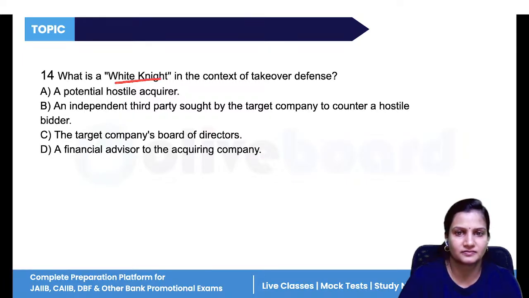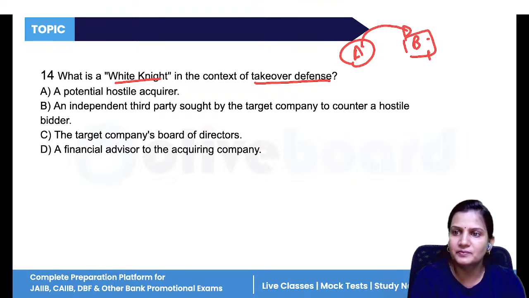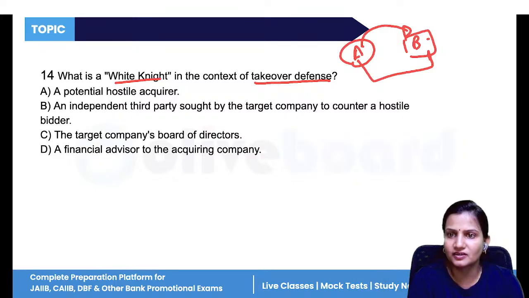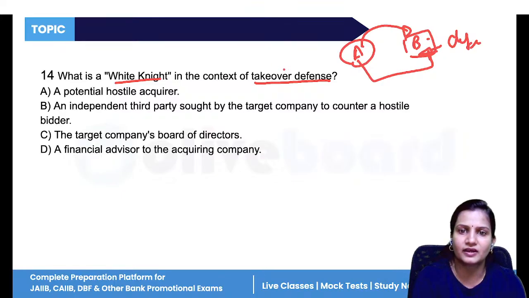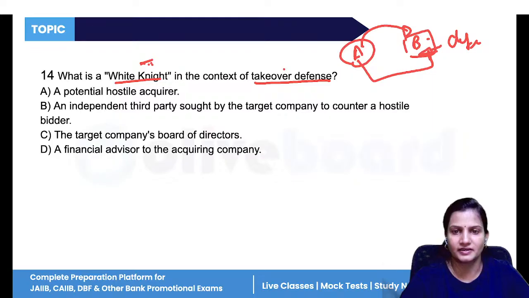Now next, white knight. What is white knight? In the context of takeover defense. So there are defensive techniques for takeover. Like company A is there, company B is there. If company A wants to take control of company B, but company B does not want to get merged in company A, so what will company B do? Company B will take defensive measures, that is anti-takeover defense. Then we have one method known as white knight. One technique is white knight.